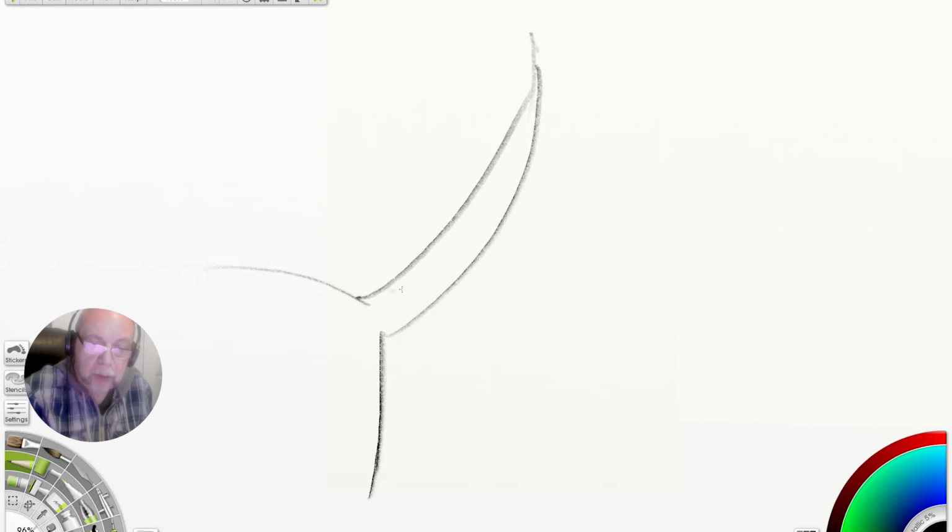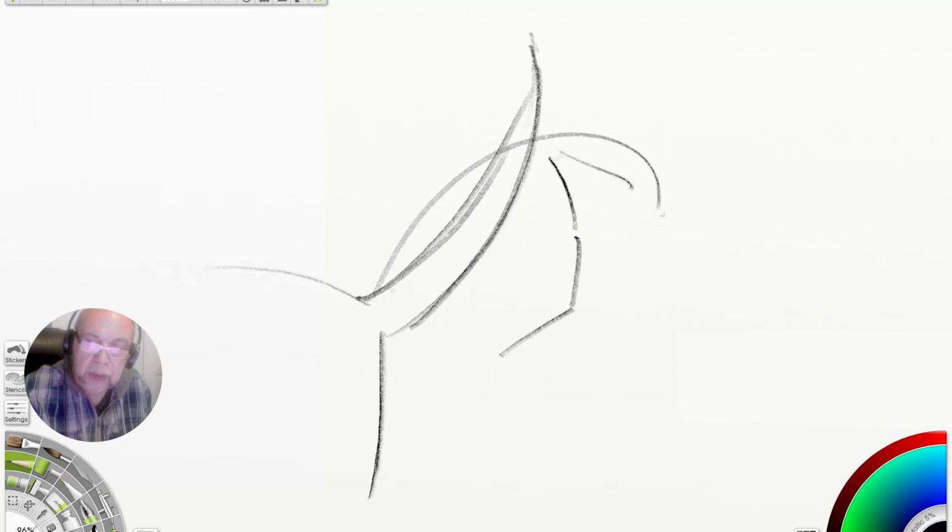You can see my screen. Don't break the tail into parts. Don't do it like this. Everything is connected. Even like this, it's connected. Everything is connected.